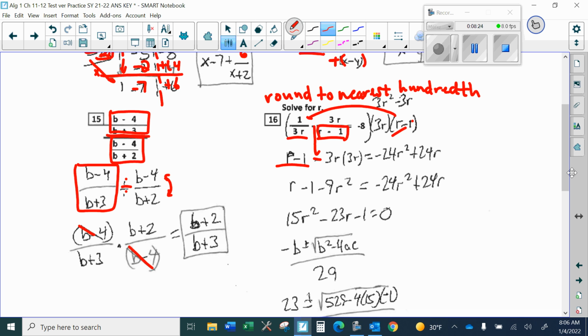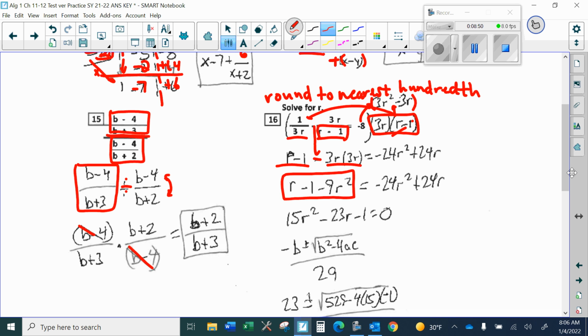The r minus 1's right here, they would cancel out for that one. And I'm left with a 3r times that 3r, which I have written right there, which then multiplied together gives me negative 9r squared. So that's what I'm left with on the left side. And then I multiplied these two together, which gives me 3r squared minus 3r. And I have to multiply that by negative 8. I get negative 24r squared plus 24r.